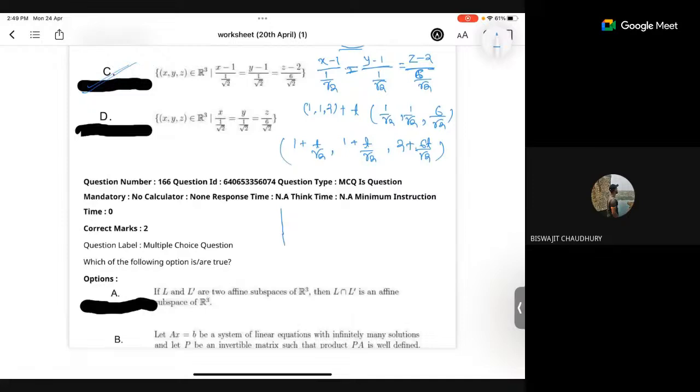Okay, so it is given that subspaces of R3. I am just explaining it by taking the example of R2, because it is very hard to take the R3 plane. It's very hard to explain that. So now consider this is L and this is our L dash. Both are parallel.